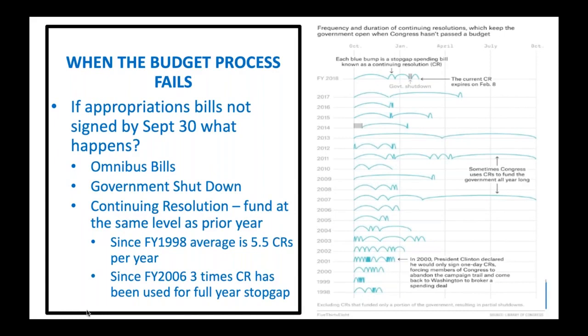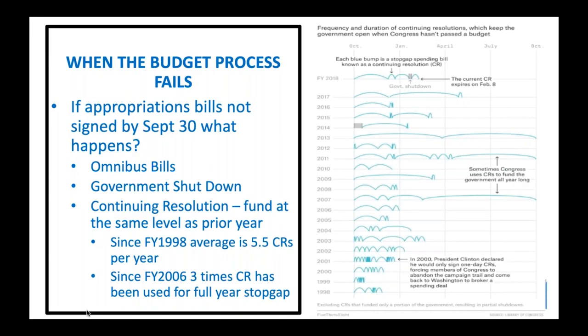So when the budget fails, which obviously you've just seen, it fails quite a bit, the process doesn't work. So if all the appropriations aren't signed, what happens? One option we've seen in the past are omnibus bills, where they'll roll multiple agencies' appropriations bills into one bill. The government can shut down, and we've seen that quite a bit. Most recently, we've seen it, and potentially this Friday we will see it again. Continuing resolutions, which is typically what the government has done when they can't pass an appropriations bill. They just essentially say, we can't pass a bill. We're going to fund it at the same level as the prior year.